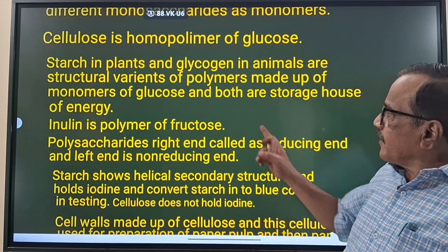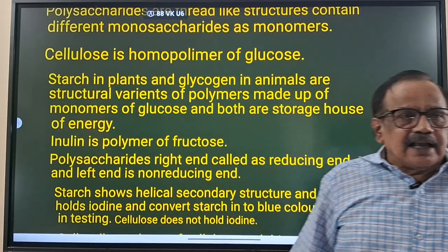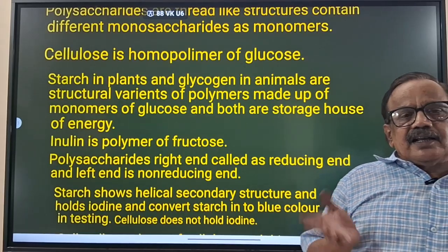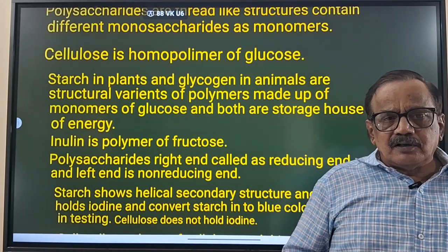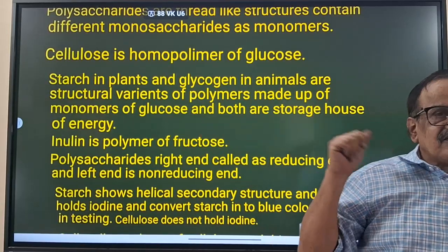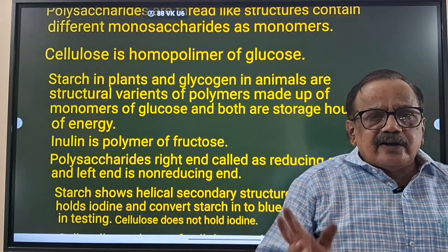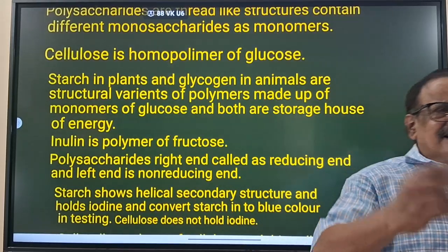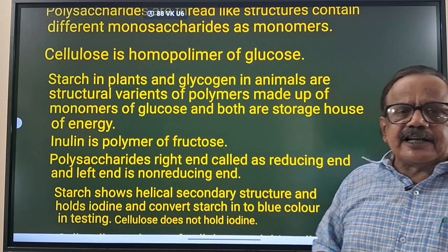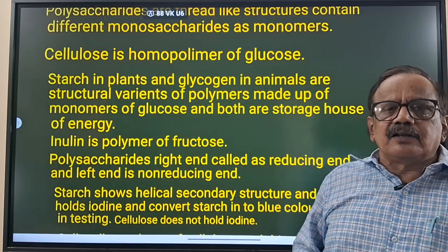And one more thing: for glucose, cellulose, starch and glycogen, we can decide which one is which by testing. We can decide by the iodine test. The iodine test he has given in 8th and 9th class. When you apply iodine, if it turns blue, then it is starch. If it is not turning, that is cellulose.